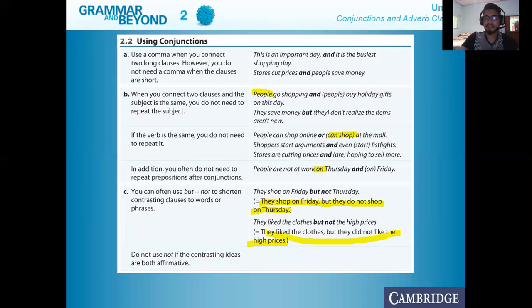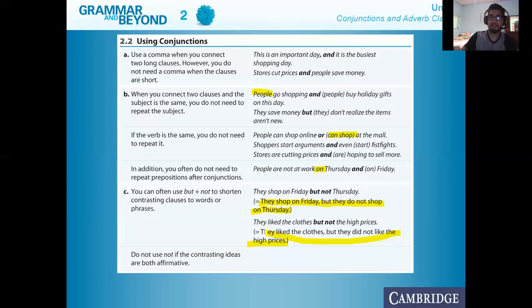Do not use "not" if the contrasting ideas are not both affirmative. If they are negative and affirmative, they cannot be joined together. Remember, they have to be grammatically equivalent, and I cannot have equivalence with a negative and an affirmative statement. Therefore, I need to decide to use exactly one of them. Why affirmative in this case? Well, because you are already using "not" here.